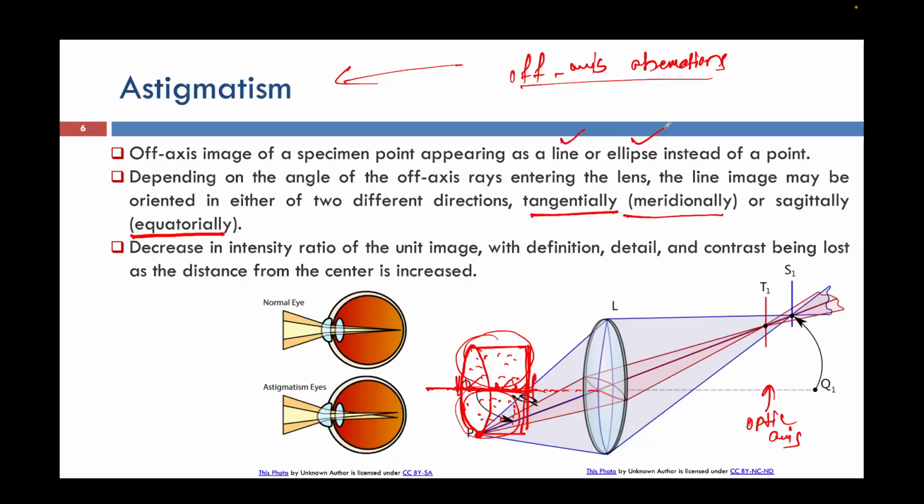So why does it happen? Because in 3 dimensions, when we see the tangential and the sagittal plane, they cannot focus at a perfect point, or their focusing ability will diminish as you go from the optic axis. What will happen? The intensity ratio of the image will decrease, and eventually definition, detail, contrast, everything will be lost. So that is one of the off axis aberrations, and this is known as astigmatism.